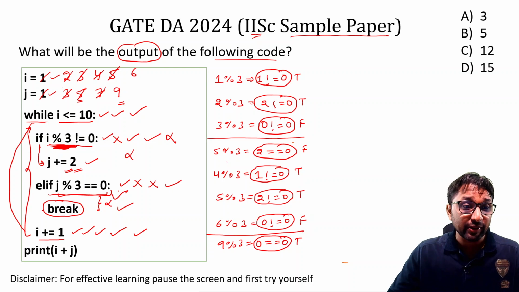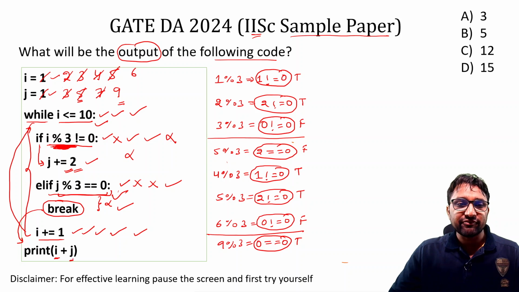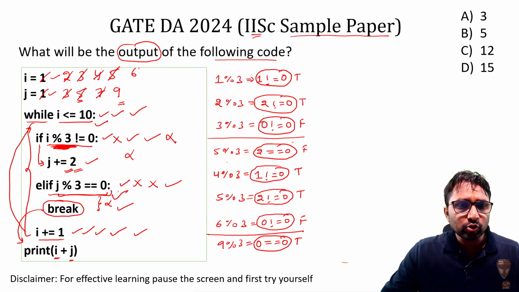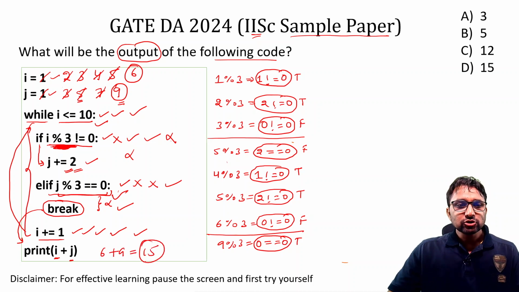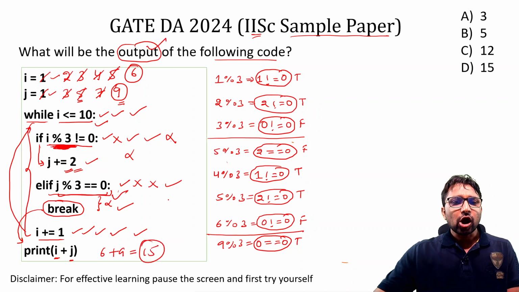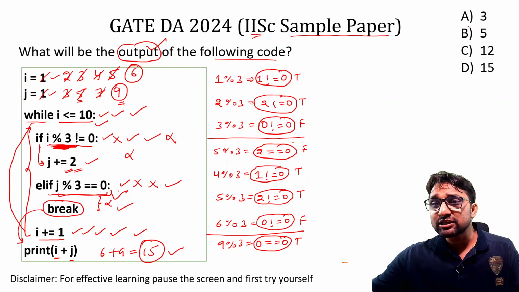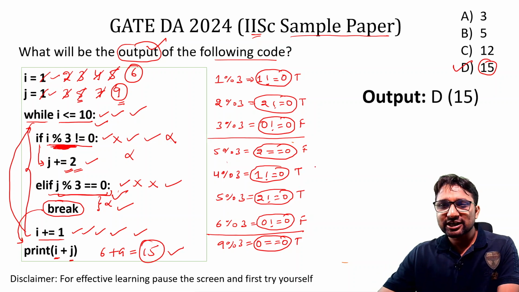The break statement will bring us out of this while loop, and after coming out of the while loop, we will print i plus j value. So right now i value is 6 and j value is 9, so the printed value should be 15. They are asking what the output is. Output should be 15, and out of these 4 options we can see that option D is 15, so D must be the right answer. Let's check. Yes, D is the right answer.